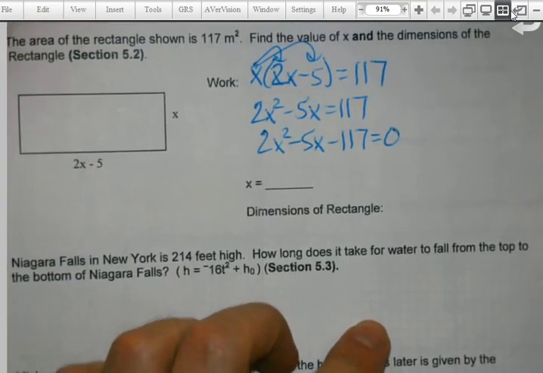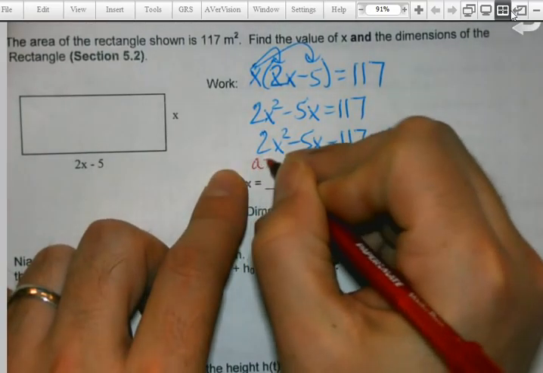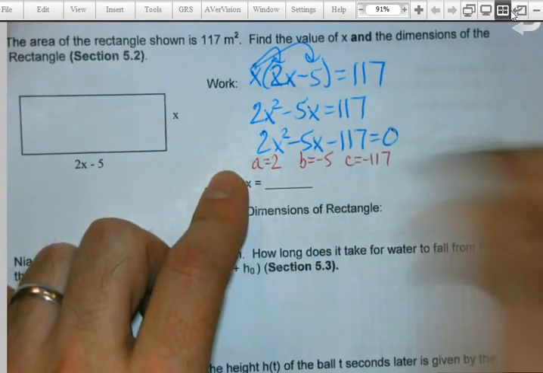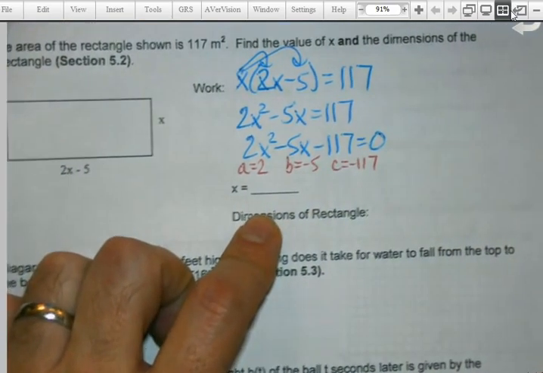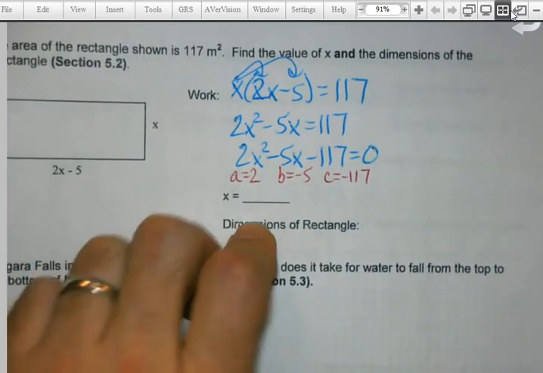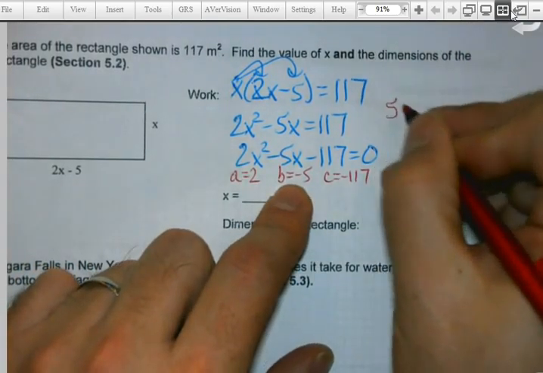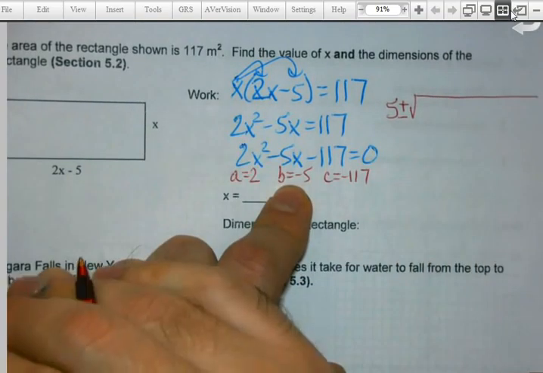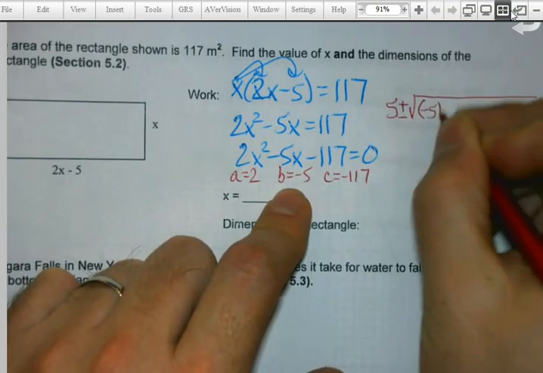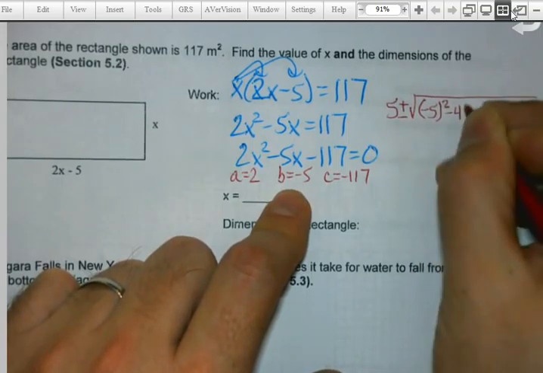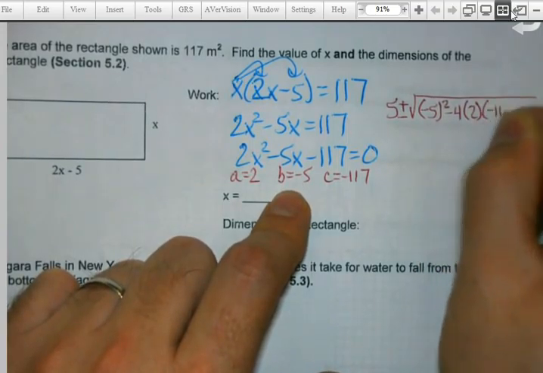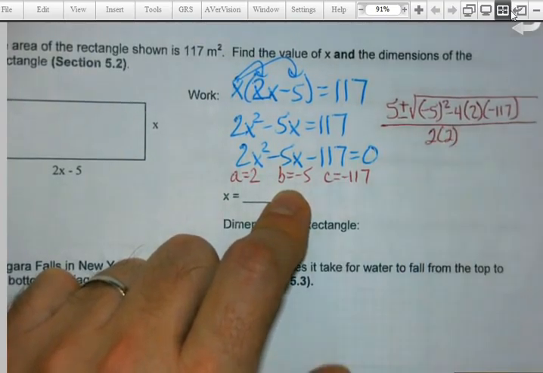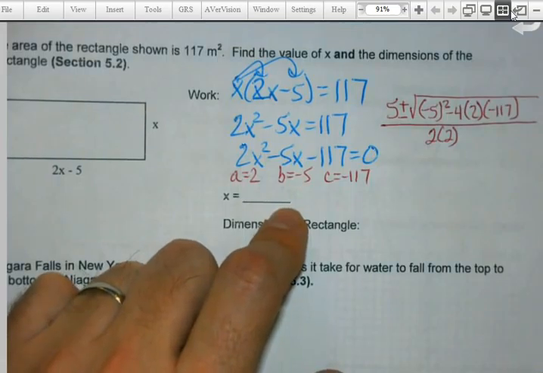So, quadratic formula: my A would be 2, my B would be negative 5, my C would be negative 117. Watch how nice this works. It works as nice as actual duct tape does. So negative B, the opposite of negative 5, is 5, plus or minus the square root of B squared minus 4 times A times C, all over 2 times A. Got to know my formula, or this is kind of worthless still.